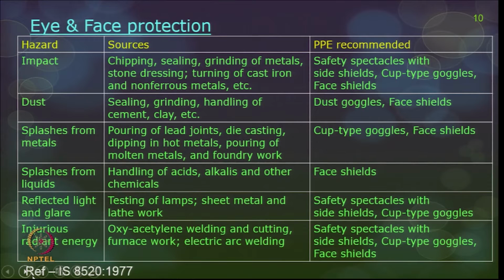Reflected light and glare, primarily while testing of lamps or sheet metal, lathe work and so on. Either you can go for safety spectacles with side shields or you can go for cup type goggles. Radiant energy, primarily when you are working on oxyacetylene welding, cutting, furnace works, electric arc welding, primarily the types of welding. You can either go for welding hoods or welding sheets, or you can also go for cup type goggles, face shields or safety spectacles with side shields.